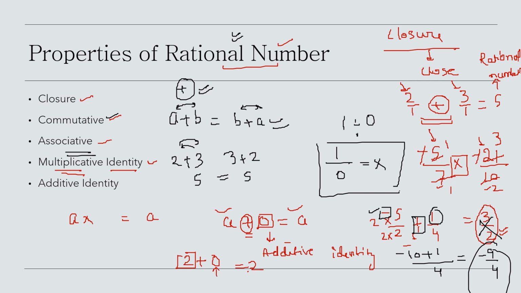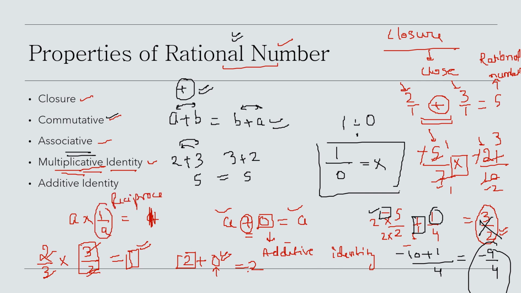Correct? Now if you talk about multiplicative identity, tell me, let's say you have 2 by 3, and if you take the reciprocal of 2 by 3, that is 3 by 2, what will you get? 2 will be cancelled by 2, 3 by 3, you will get 1. So multiplicative identity is when you get 1. 0 is the additive identity and 1 is the multiplicative identity. How can you get 1? By multiplying a number with its reciprocal to get 1. Yes or no? So this reciprocal is the multiplicative identity.